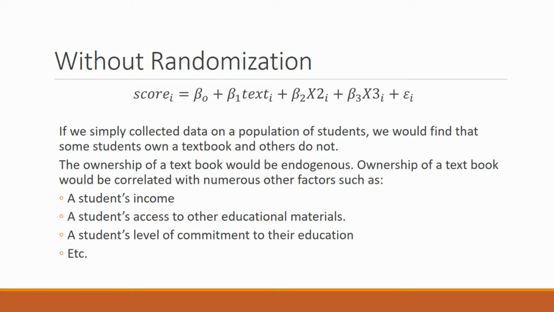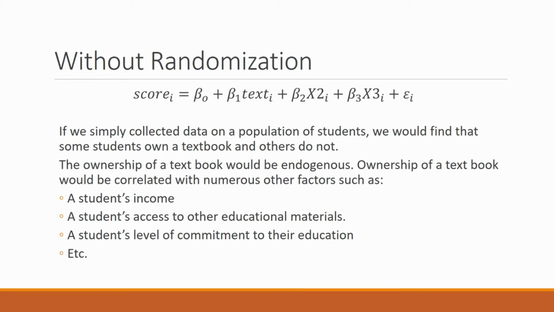In this case, if we just collect data, we don't randomly determine who has the textbook. The ownership of a textbook, this text variable, will be endogenous. That means that the ownership of the textbook would be correlated with numerous other factors. Let's just think about it. We go into a population of students and we collect a sample of data.